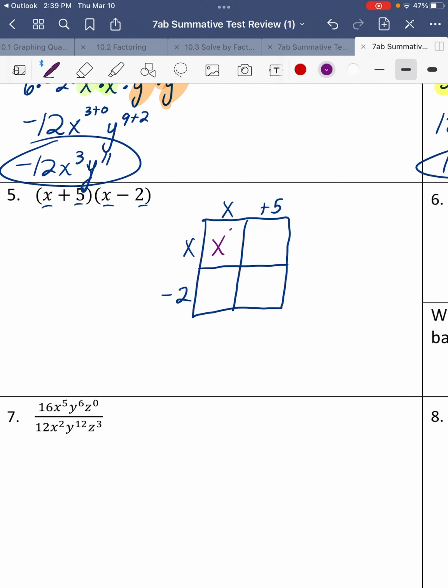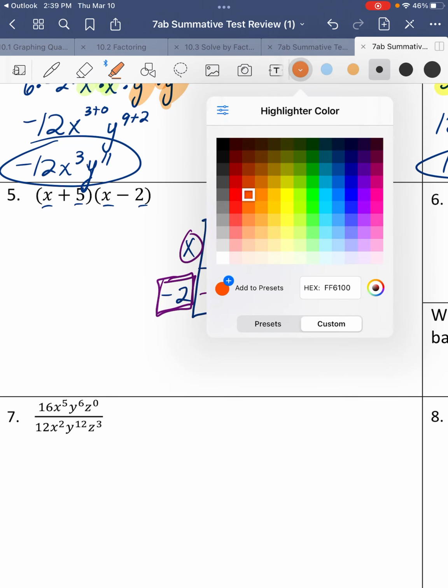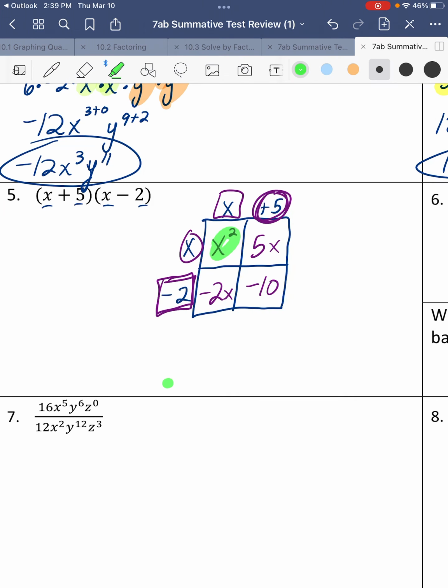Now we have x times x is x squared, x times 5 is 5x, negative 2 times x is negative 2x, and negative 2 times 5 is negative 10. At this point I don't look at anything on the outside of the parentheses. Everything on the inside is what I'm looking at. So I'm looking at x squared, negative 2x, 5x, and negative 10. Those are my 4 terms.